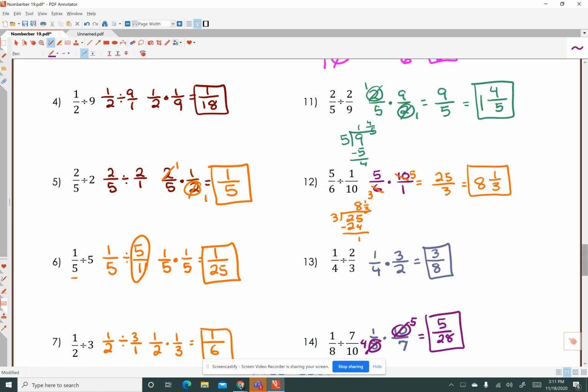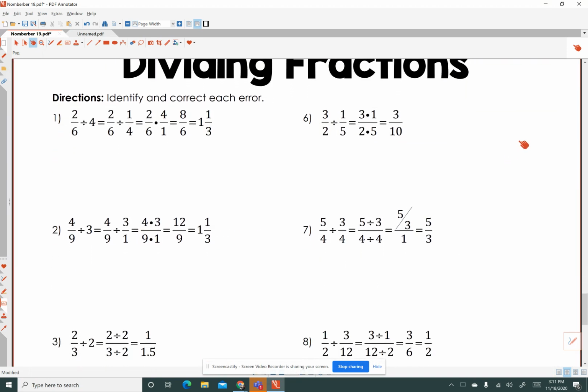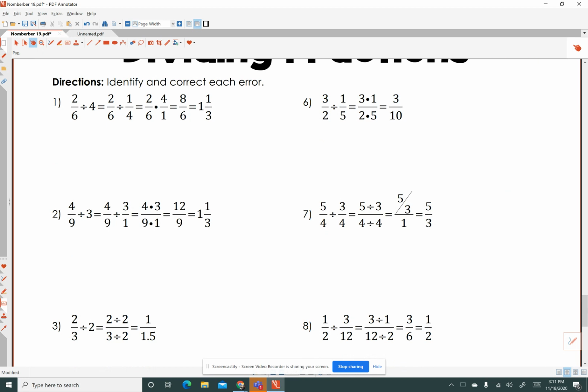So let's go on to our next page. We do some error analysis. So we're going to find the error in each one of these problems. So number 1, let's take a look at what we've got here. We have 2/6 divided by 4. They've rewritten it as 2/6 divided by 1/4. This is the error. It should be 2/6 divided by, we just put a 1 under the 4.